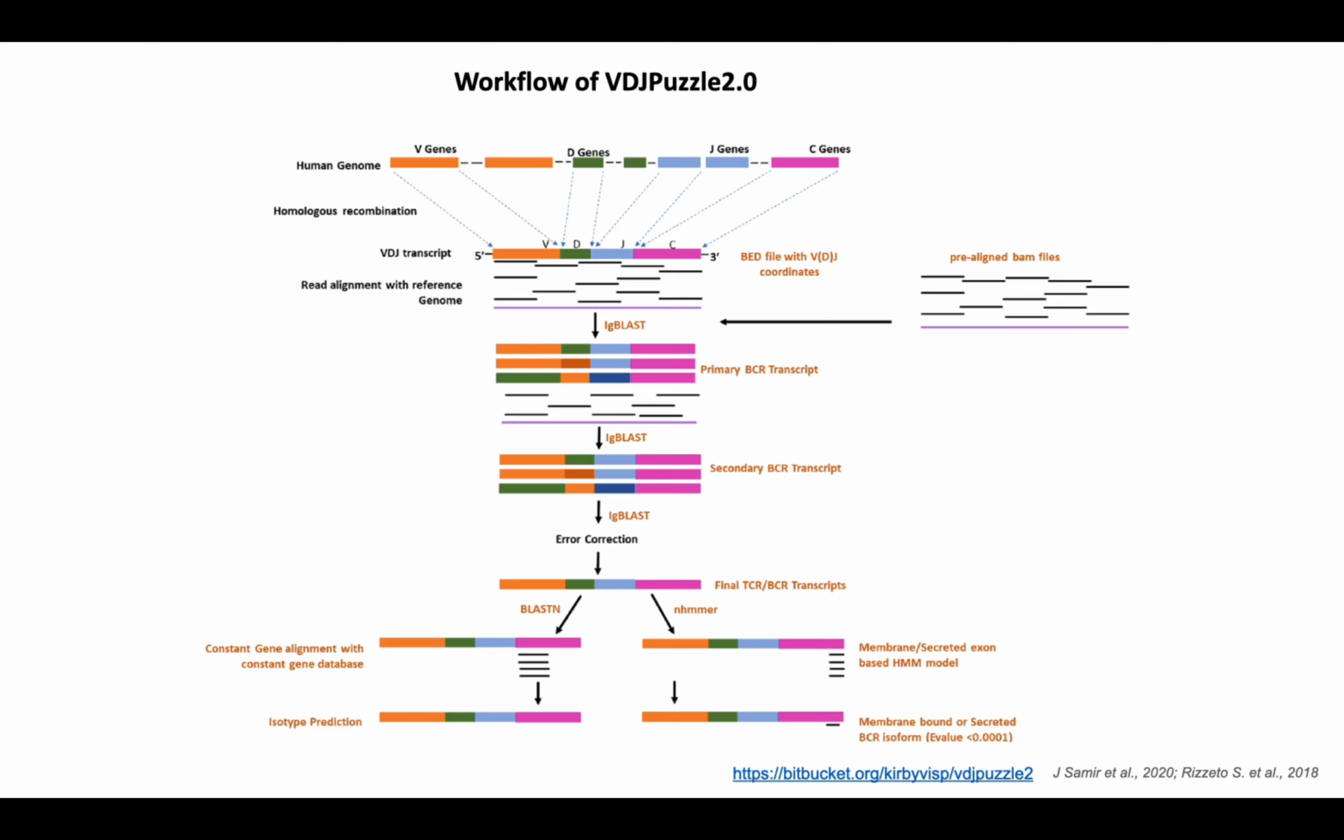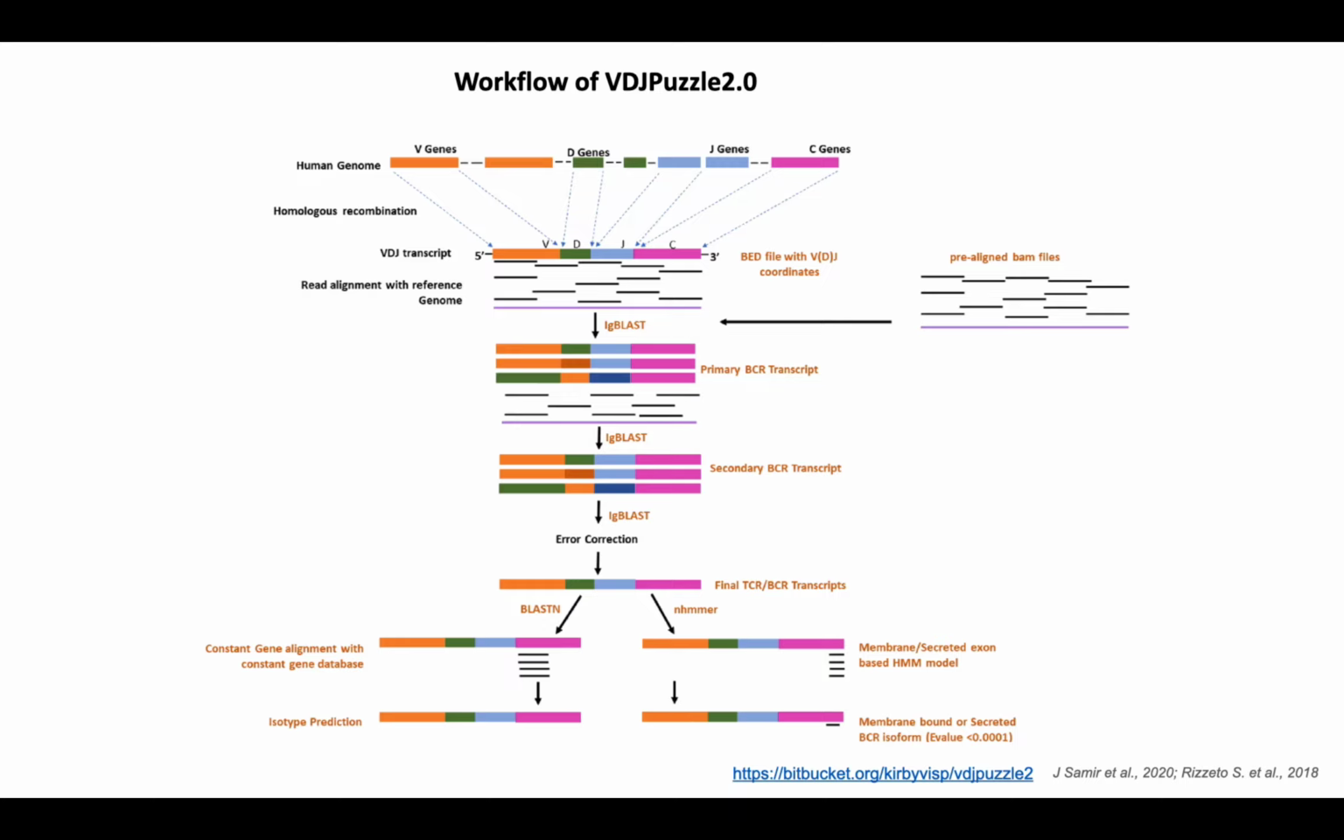This is the flow of VDJPuzzle 2.0, where we had VDJ genes, and these genes are aligned to the human genome or the mouse genome to identify the reads which have been mapped to the genome. These are aligned and assembled using Trinity to undergo the recombination process, and then we use IgBlast to annotate these reads, and the process undergoes several rounds of iteration to get the contig.